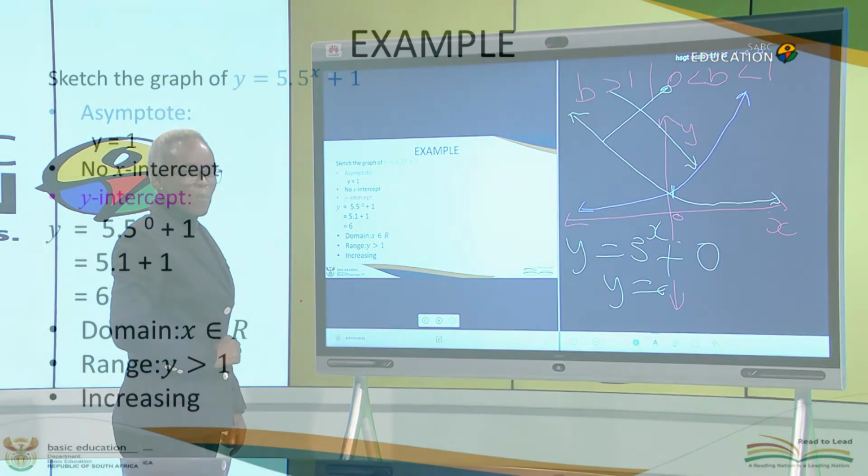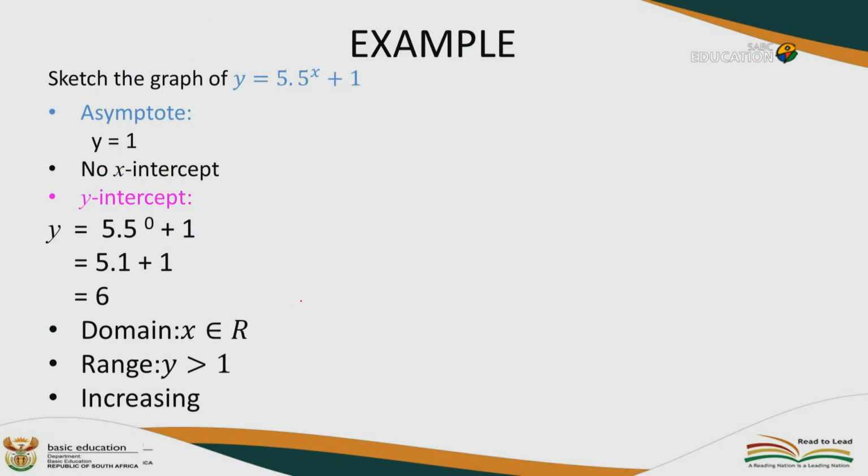Now, another example to sketch. Remember, it is advisable to first understand the equation, analyze the equation, look at the parameters, and what they do. Remember, A positive means it lies above the asymptote. What is my asymptote? It's 1. I know my asymptote will be at y equals 1. Now, did it shift left or right? No, it did not shift left or right. So there is no x-intercept.